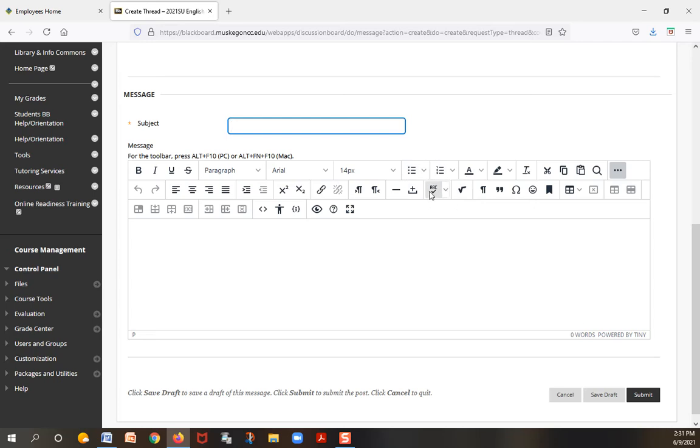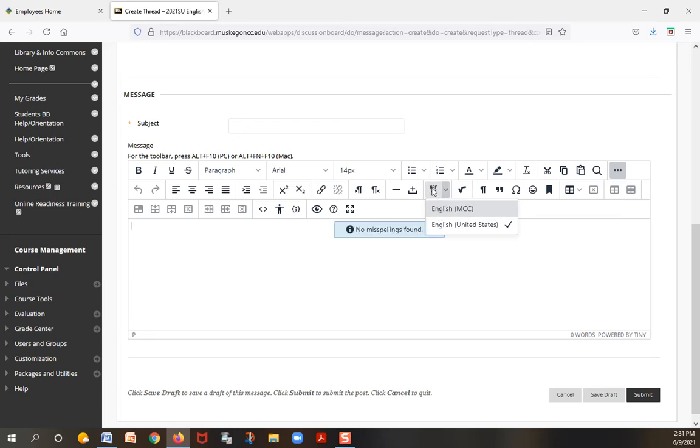Read it out loud to yourself. But this tool is fairly basic. You click on it, it will just give you the choices. No misspellings, of course, because I don't have anything here. But do that always before hitting submit. Now, what I'd like to do now is show you some tools in Word.